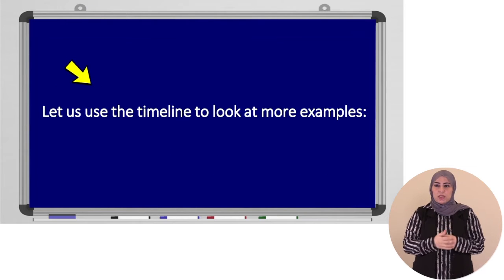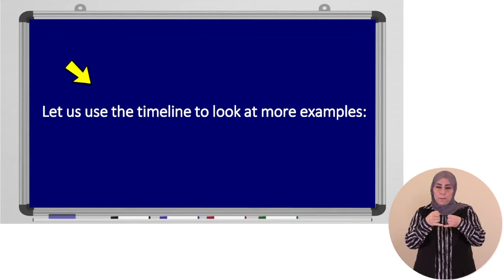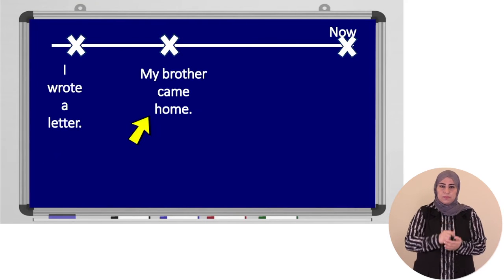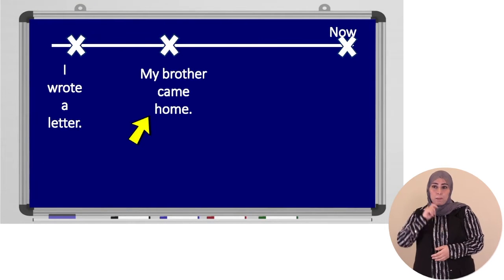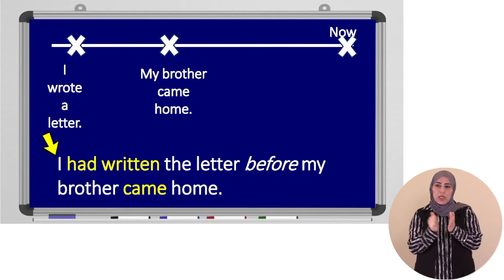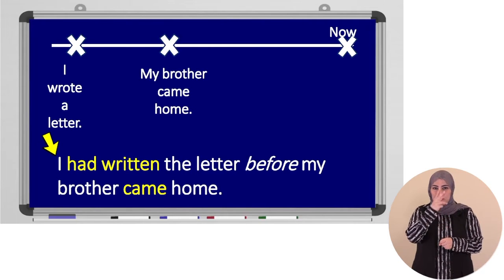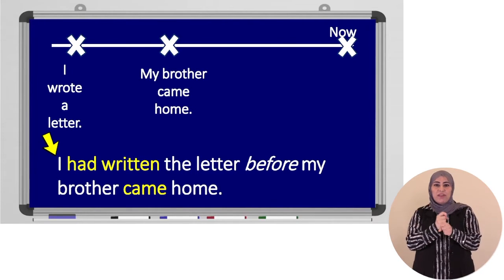Let's use this timeline to look at more examples. Look at the timeline. I wrote a letter. My brother came home. What happened first? I wrote the letter. So I had written a letter before my brother came home. And notice, the first action that we want to display always has had and the verb in the past participle. I could also say, my brother came home after I had written the letter. It's very easy.